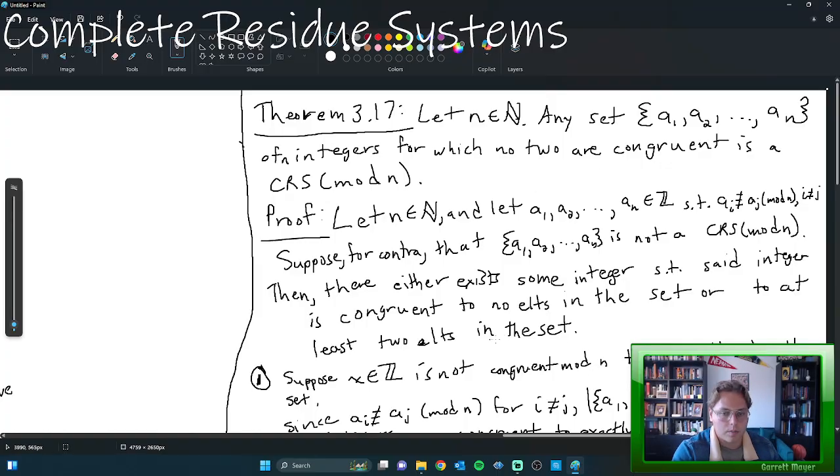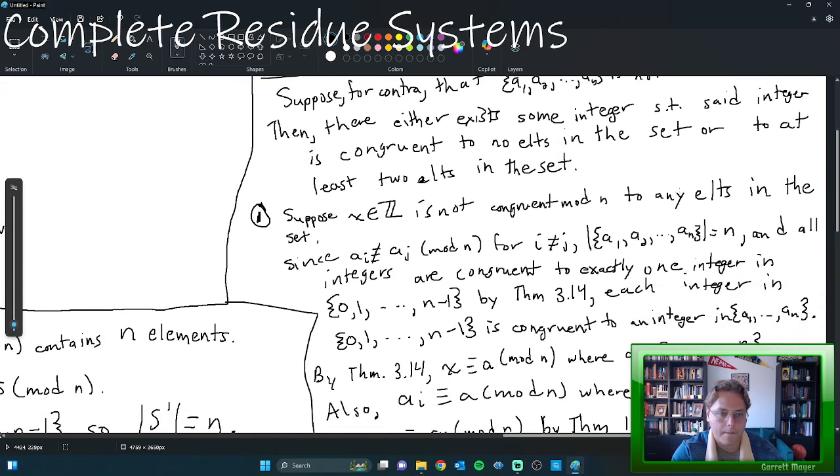Every element has to be congruent to exactly one element in that set. Can't be 0, can't be 2 or more. Has to be exactly 1. Thus, it must be a CRS. So that's ultimately what we showed about complete residue systems. And with that, we got through a pretty foundational concept in modular arithmetic, and then we have some very preliminary facts established about it.